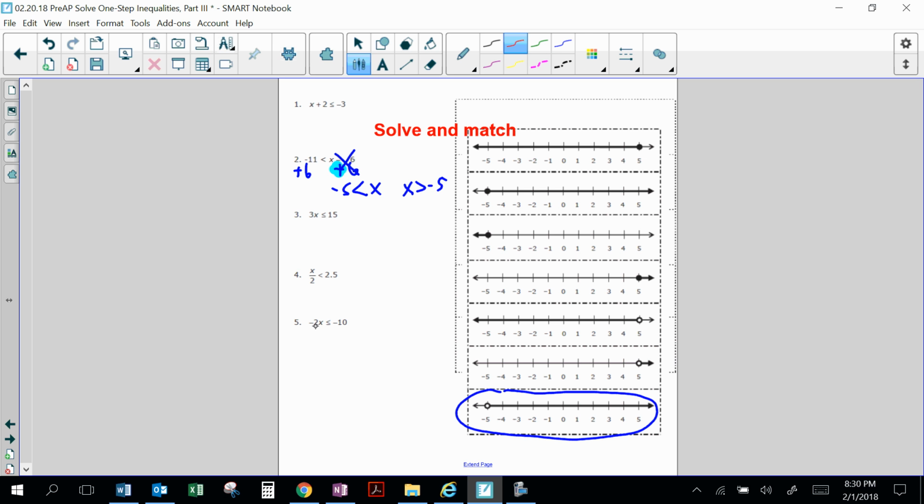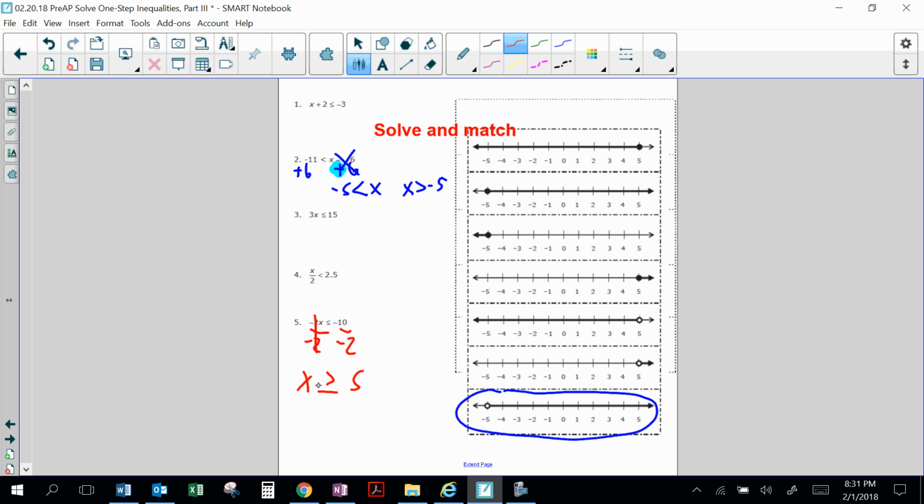What is the inverse of multiplying? Dividing. This cancels out. -10 divided by -2 is 5. Opposite of negative is positive, so it's 5. Is it going to be less or equal to? If you're dividing by a negative or multiplying by a negative, you have to reverse the sign.